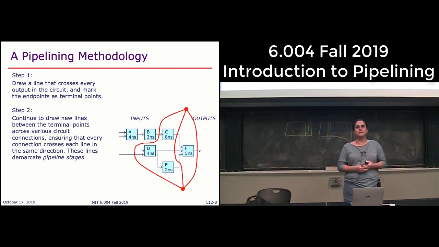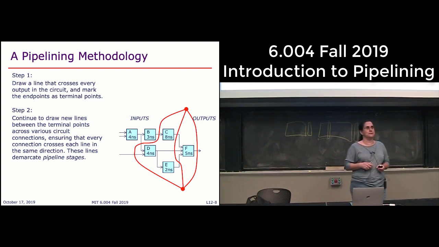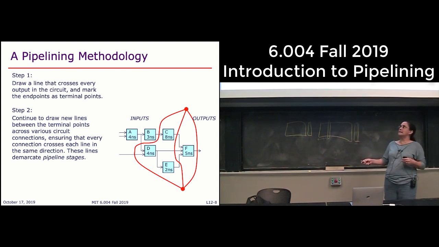What's my limiting factor in this circuit? Yep. Is it 8 nanoseconds? It's 8 nanoseconds, exactly. So my slowest component is C, which takes 8 nanoseconds. So I can only put registers before and after C. I can't, at least for now, put them inside C. And so it must be the case that even if I have ideal registers, the clock period has to allow for at least that longest module's delay, which is 8 nanoseconds, okay?